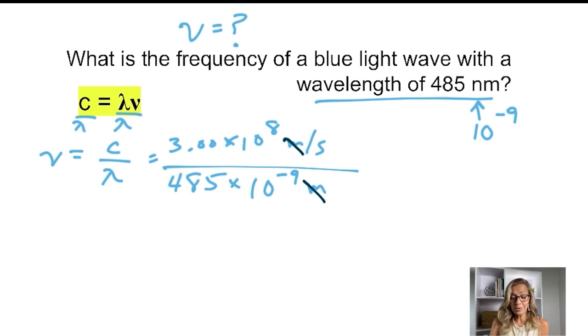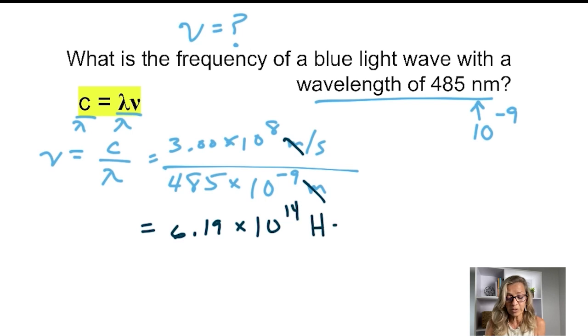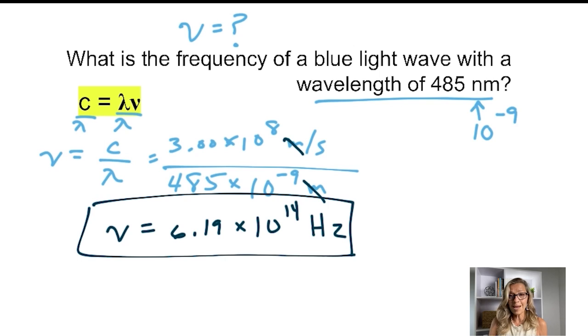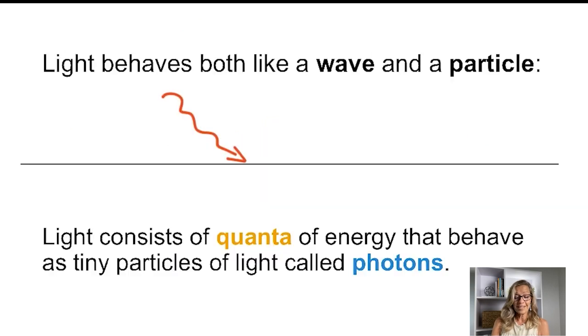My units cancel, meters on the top, meters on the bottom, and so my frequency is 6.19 × 10¹⁴ hertz. And you say, well, that's a really big number. Well, there are a lot of waves. If you have blue light hitting you right now, that's how many waves per second are hitting you.